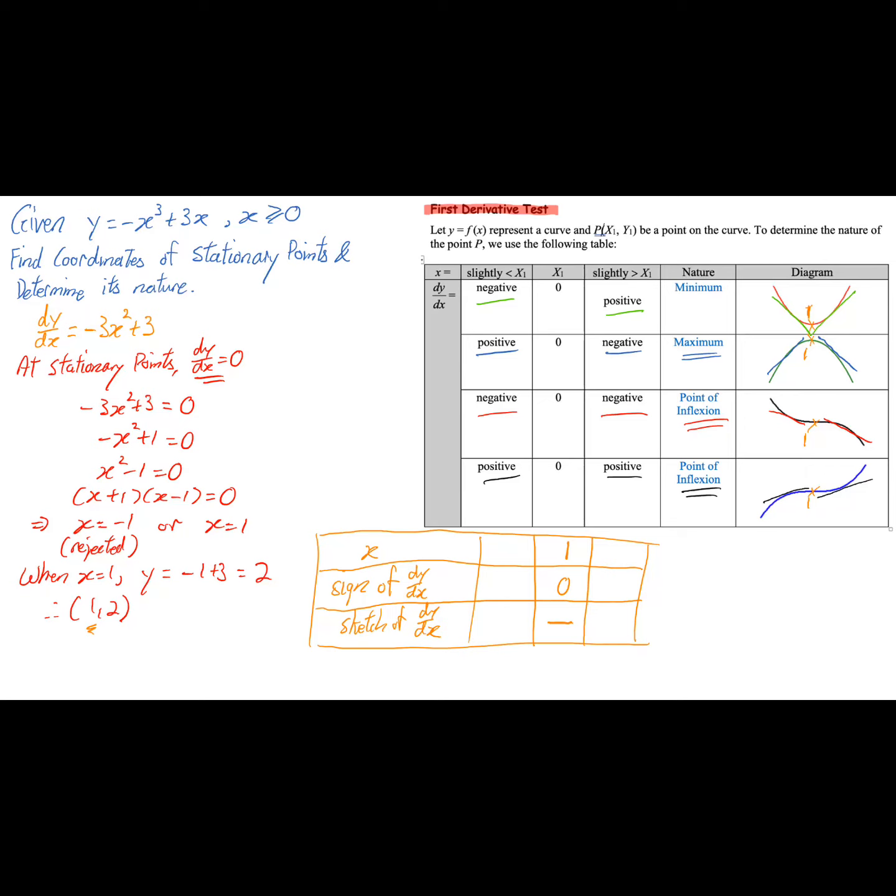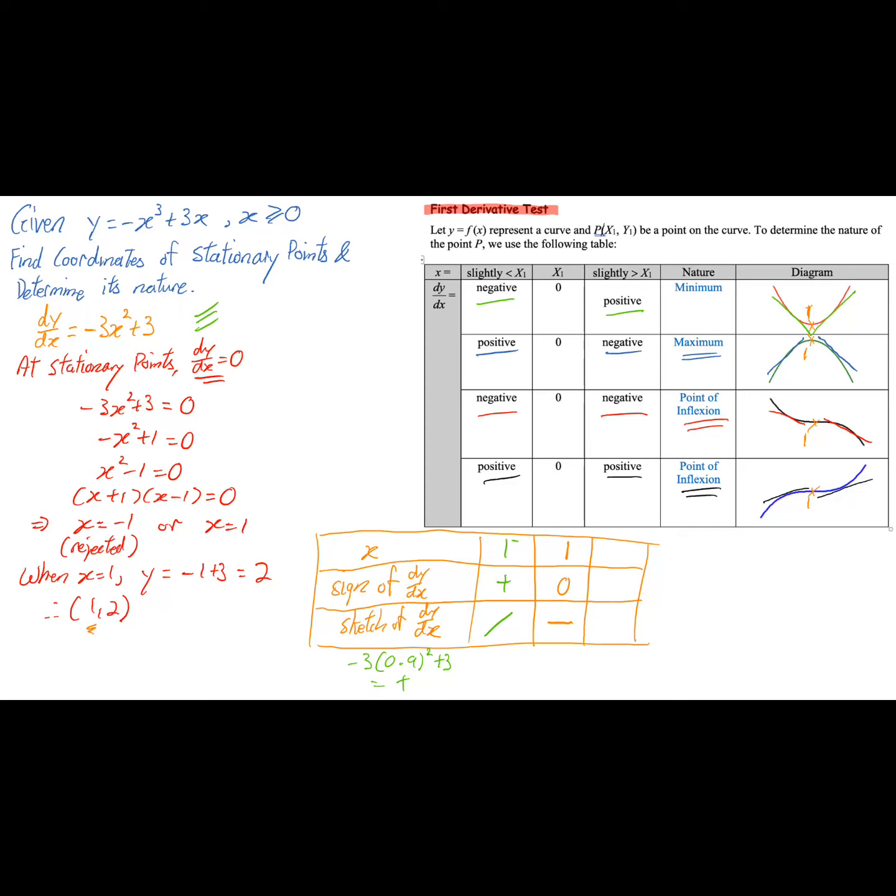Now a point slightly to the left. So slightly less than 1, I can use a point of 0.9. When we substitute 0.9 into the function for dy/dx, you'll notice that the sign of the gradient is actually positive. When we have negative 3 times 0.9 squared plus 3, it gives us a positive value. So when it's positive, this is the shape.